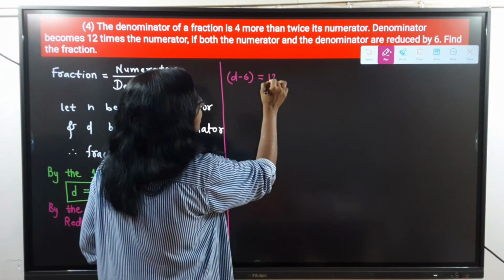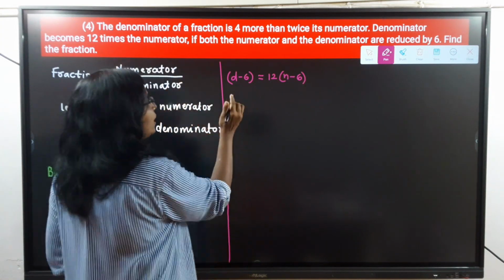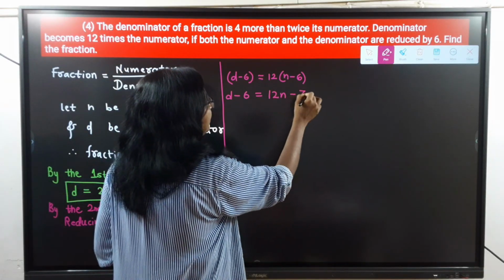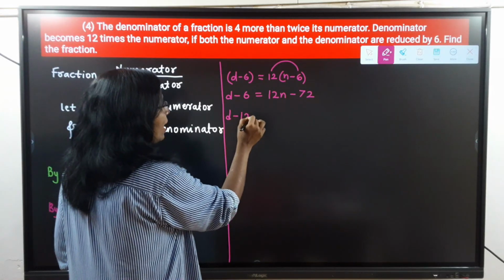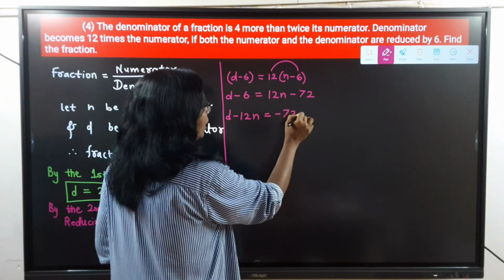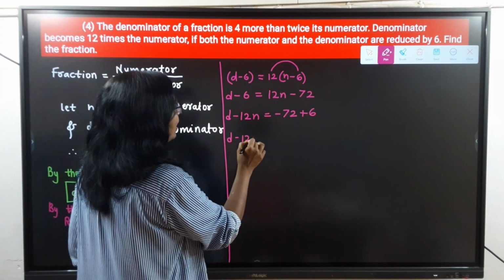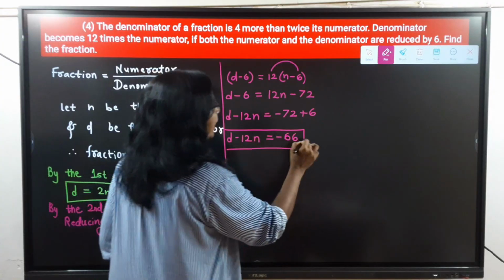So 12 times the numerator, multiple of 12. Okay. So now here first we simplify these equations. d minus 6 is equal to 12n minus 72. 12 sixes are 72. So d minus 12n is equal to minus 72 plus 6. So d minus 12n is equal to minus 66. So we call it the second equation.